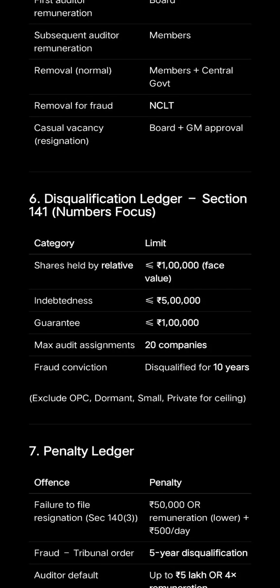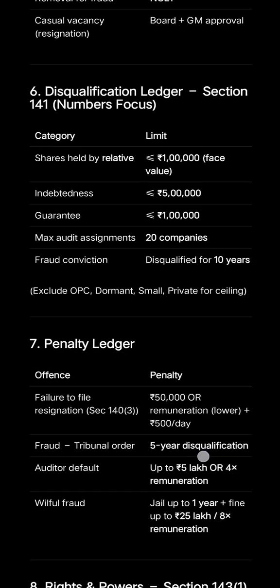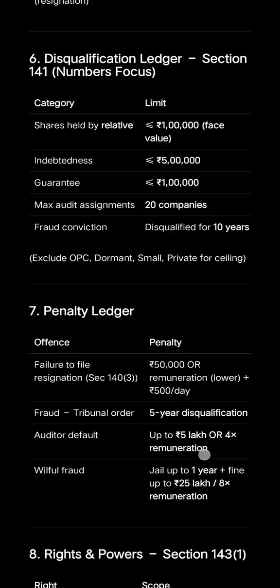Disqualification, section 141. 141 is about disqualification of an auditor. He is disqualified if shares are held by a relative of the auditor above the maximum: a relative can hold only a maximum of 1 lakh rupees worth of shares. If his or her relative is holding more than 1 lakh face value of shares, then the auditor is disqualified.